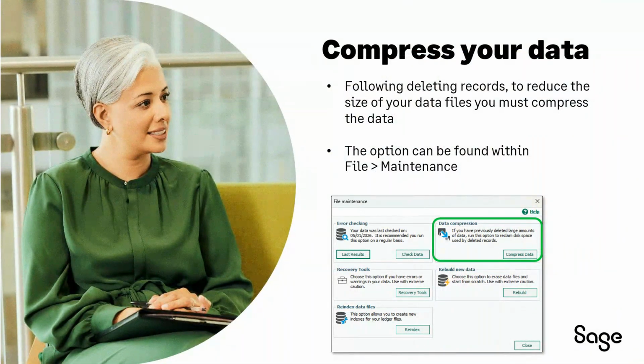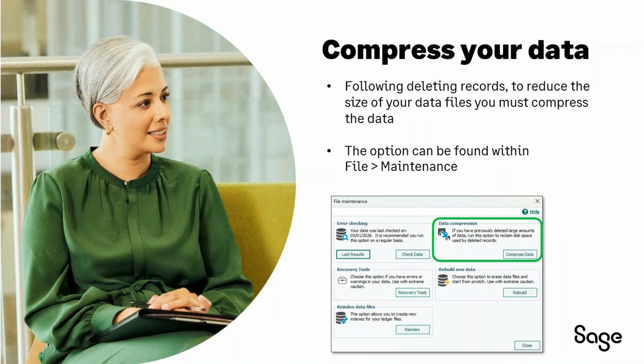Something else that I wanted to cover was, following deleting records and to reduce the size of your data files, what you need to do is compress the data. The best way to explain compressing the data is if you've got a bookcase full of books and you remove some of those books, the ones left are scattered all over the shelves. What compressing it does is it neatly puts all the books to one side and gives you the rest of the space as free space. So it's like tidying up the files for you in the background there.